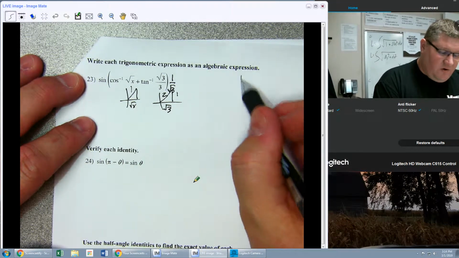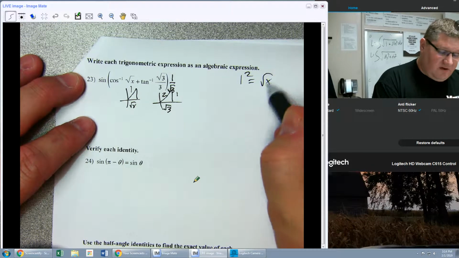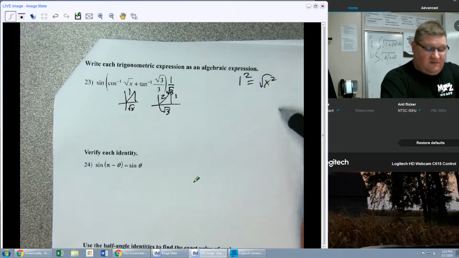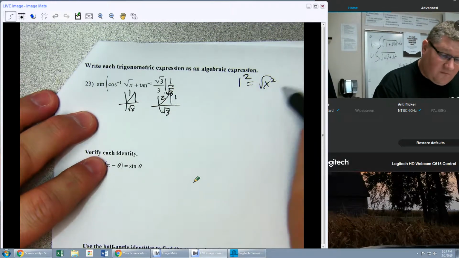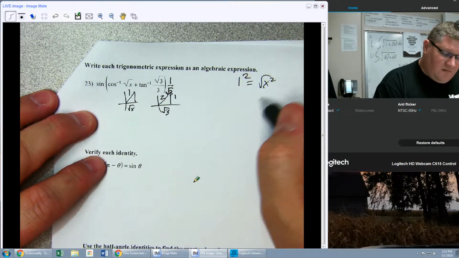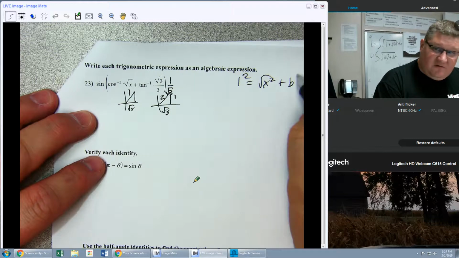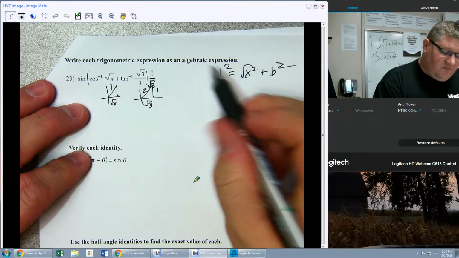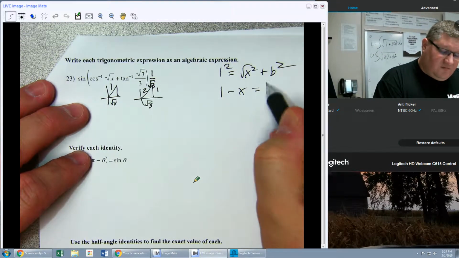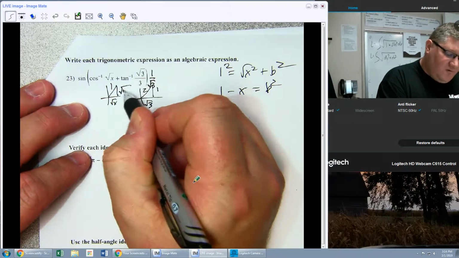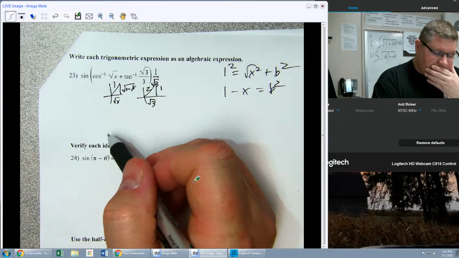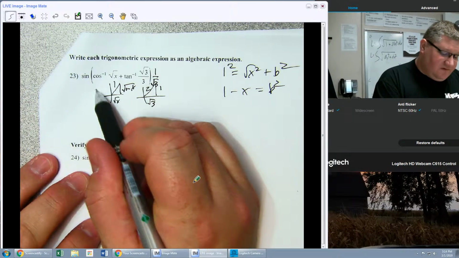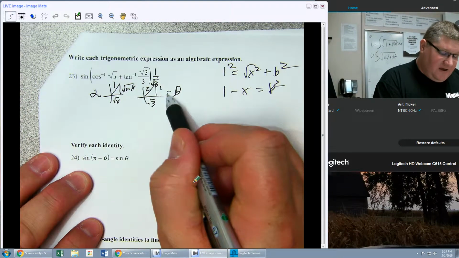So if I do this, this is going to be 2. And let's see here, 1 squared equals the square root of x squared plus b squared. So in this case, move this across. I got 1 minus x equals b squared. So this is 1 minus x. And from here, I can say, well, this is alpha, this is beta.